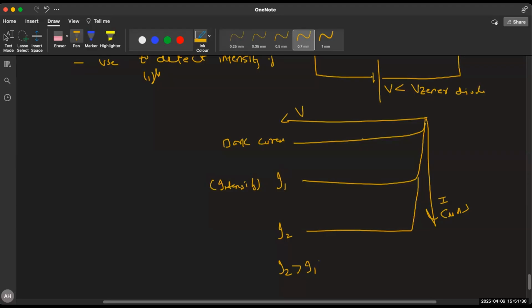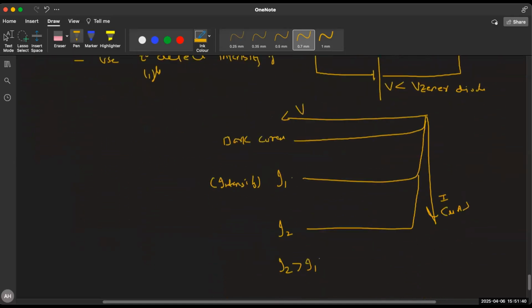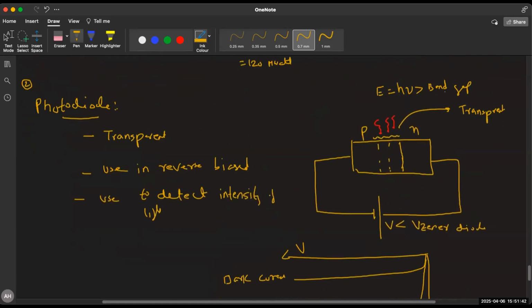So when you do not incident any photon, then the current is dark current. But when you incident photons and keep increasing the intensity of the photons, the current also increases. That's the photodiode. In numericals of photodiodes, you can't get any circuit. You can just get the numerical of this thing.